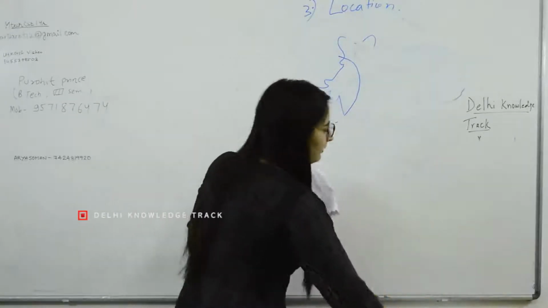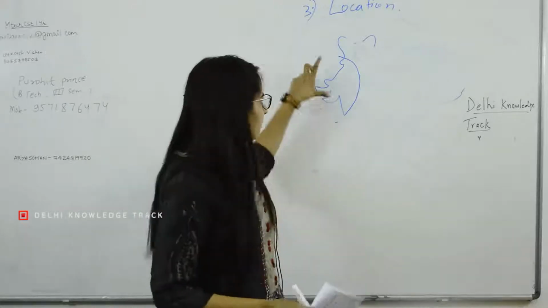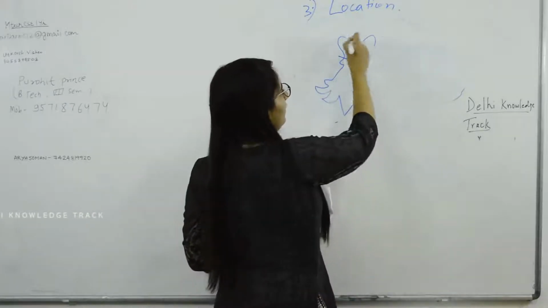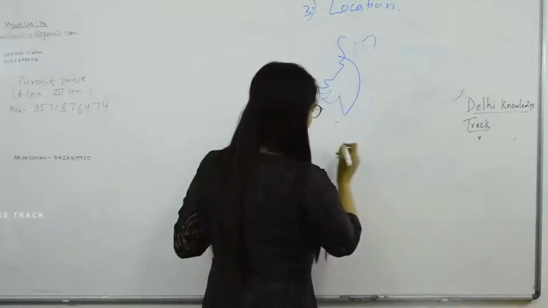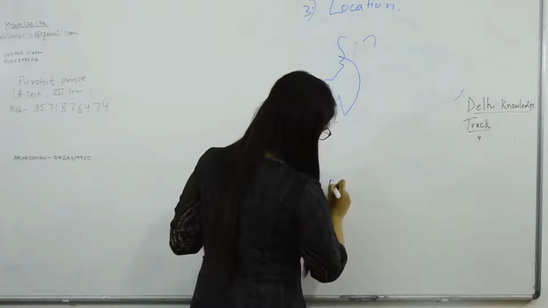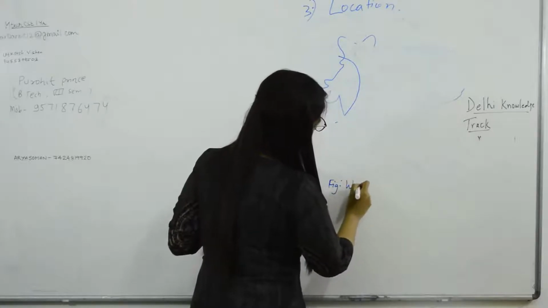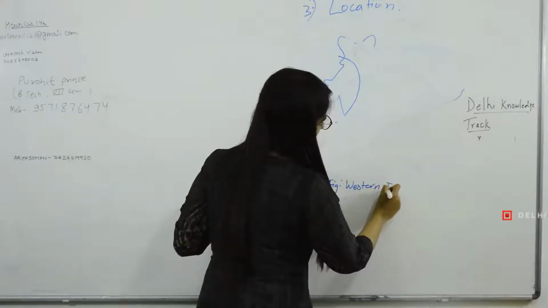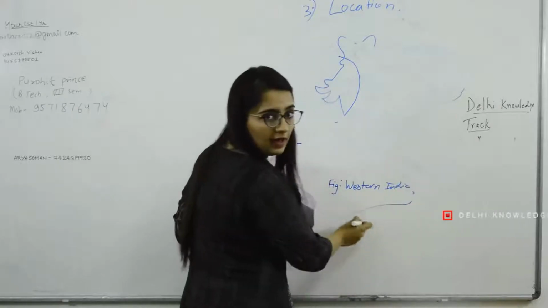So don't waste your time in making the complete map of India. Just make the western part. If it is the northern part, draw this much and that is fine. Here, what we have to do is write that this map figure is the western part of India, western India. So this much is enough and the examiner will understand.